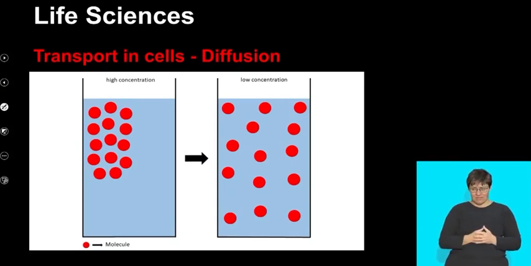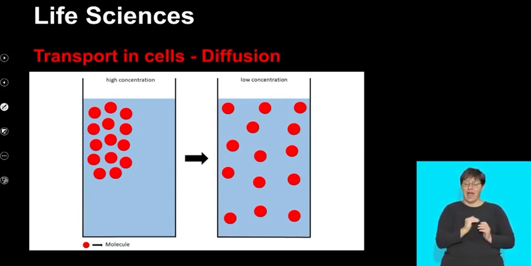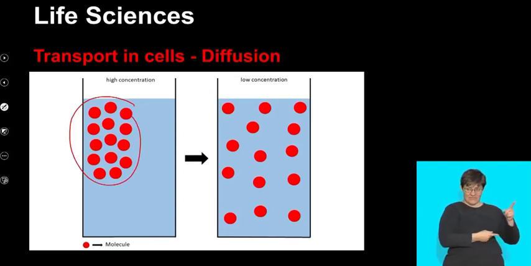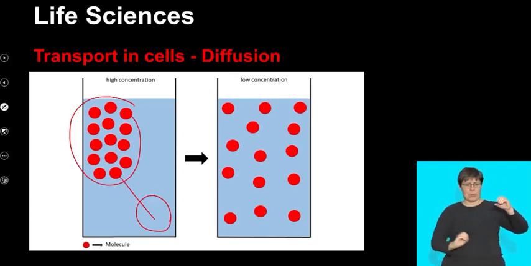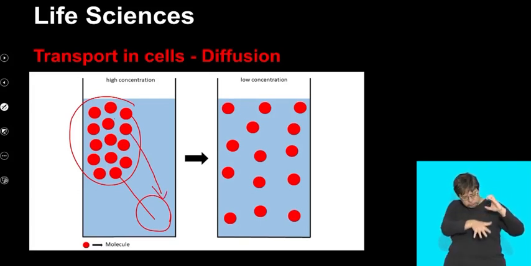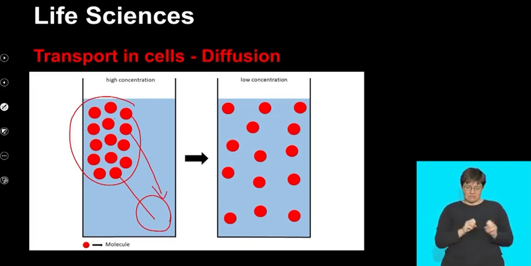The first thing I'm going to look at is diffusion. Simply, diffusion is moving a substance. Here's my high concentration. If I look over here, this is going to be my low concentration. So what the molecules want to do is go from a high to a low, and they are going to spread equally.